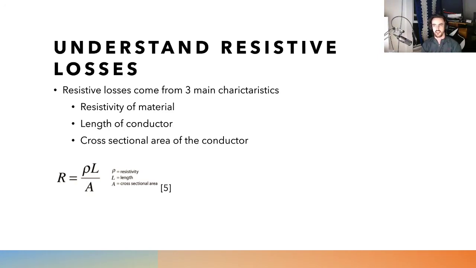Now we must understand the two different types of power losses associated with high voltage transmission lines. First one being resistive losses. Resistive losses depend on three main characteristics: the resistivity of the material, the length of the conductor, and the cross-sectional area of the conductor, and as you can see below, that is the formula for resistance. You have the resistivity, the length, and the cross-sectional area, which is at the bottom of the equation. This means that the larger the cross-sectional area, the less resistive losses will be associated with a given conductor.